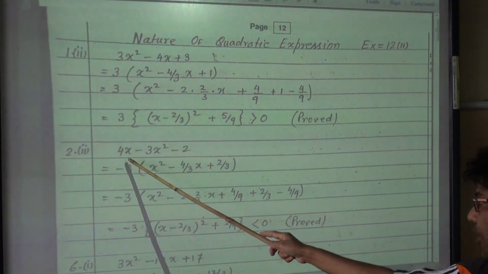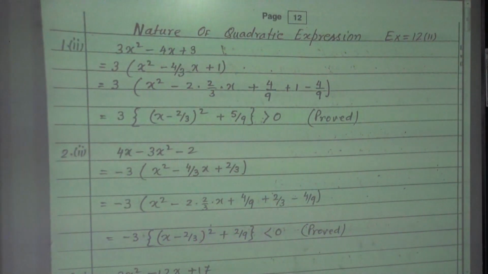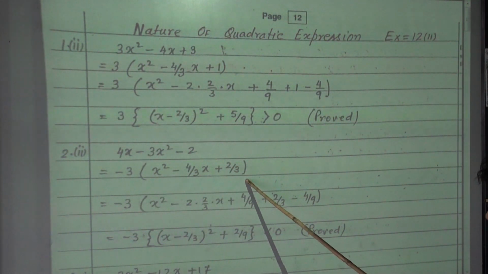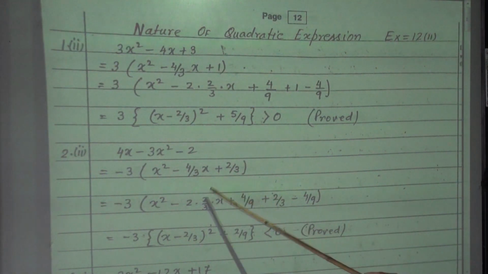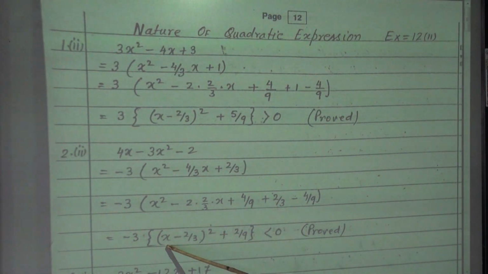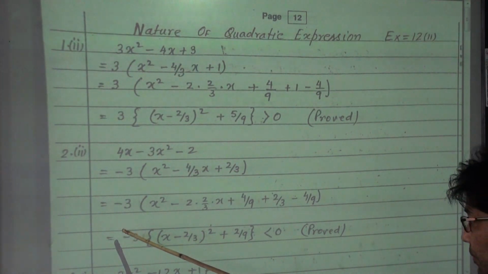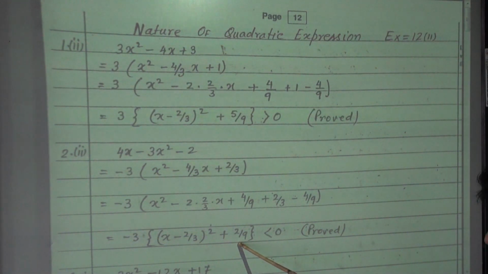Another example, 4x minus 3x square minus 2. I am taking minus 3 common here. Whatever is the coefficient of the square term, you have to take that common first of all. So by taking common you will get this. Now see this one and this one, same type, same way, 4 by 9 adding and subtracting, and these 3 terms give you x minus 2 by 3 whole square. Same way, the minimum value of this is 0 and plus 2 by 9 is there, but here it is minus 3. Negative into positive quantity becomes negative, so the whole value is coming negative. So the value of this expression is always a negative quantity.